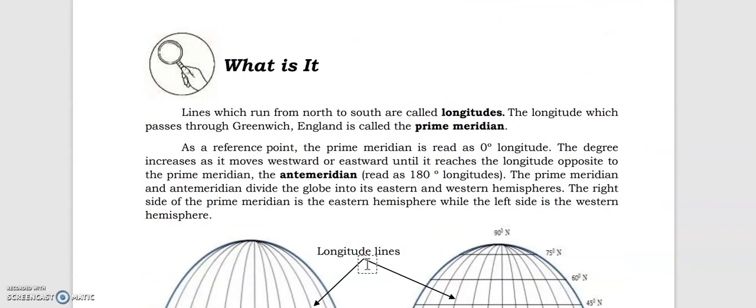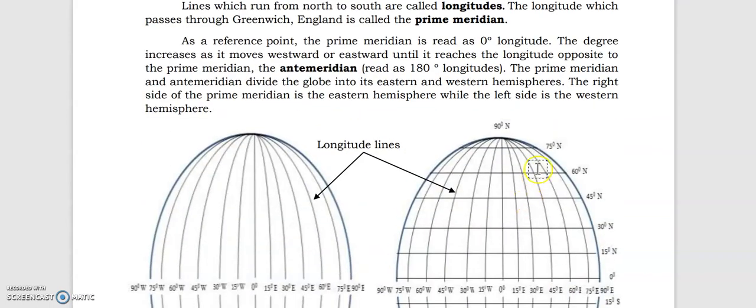Alright, so again, lines that run from north to south, longitudes, and the 0-degree longitude, we call it prime meridian. On the opposite side is 180 degrees longitude, and we call it the anti-meridian. Okay, it's the opposite of the prime meridian, it's anti-meridian.